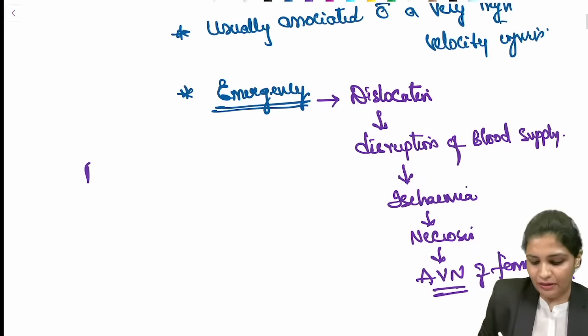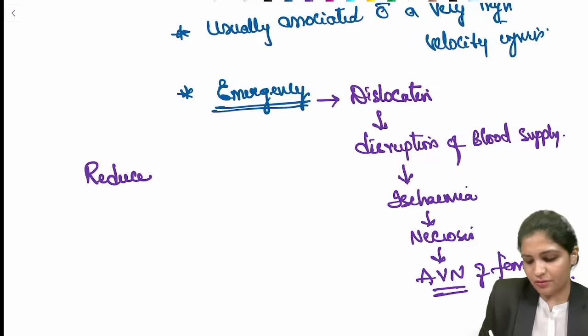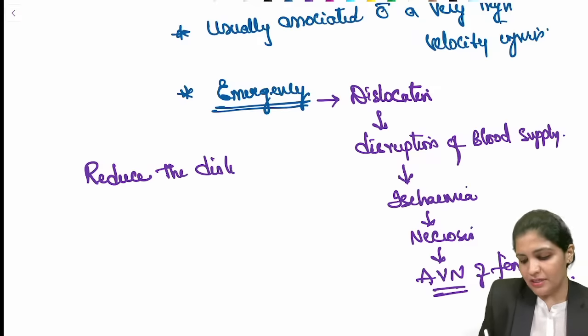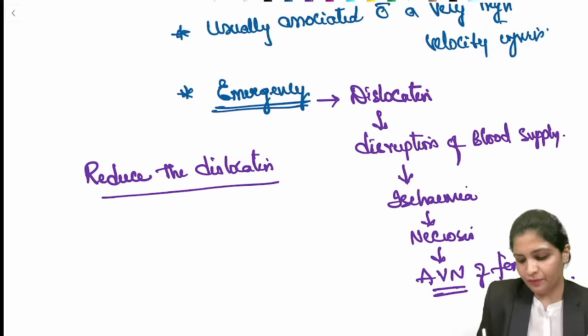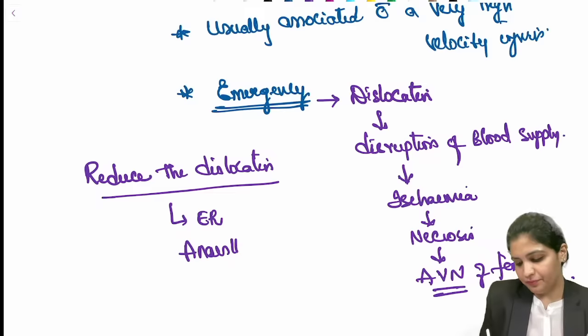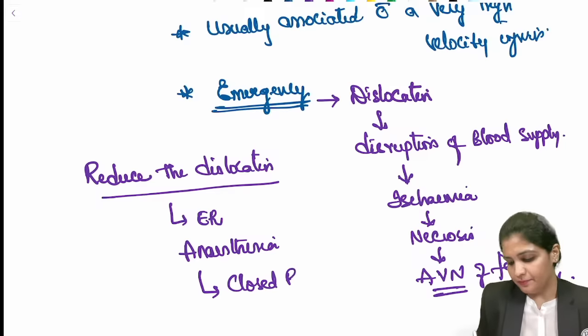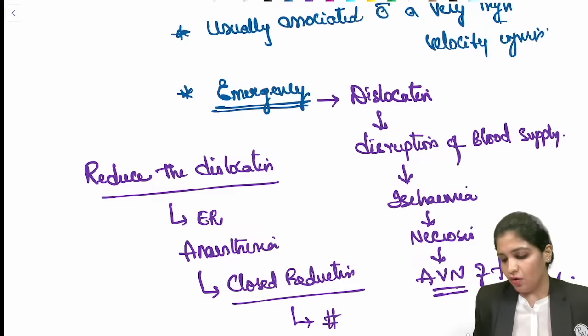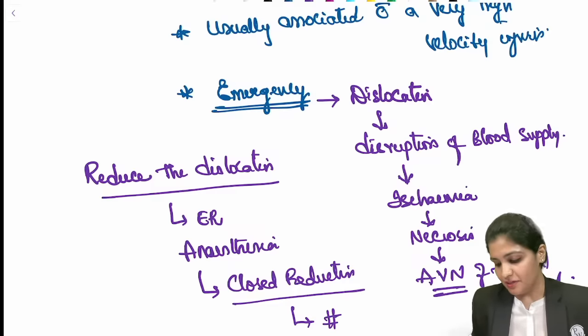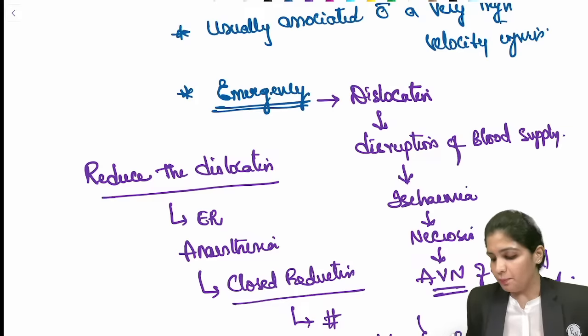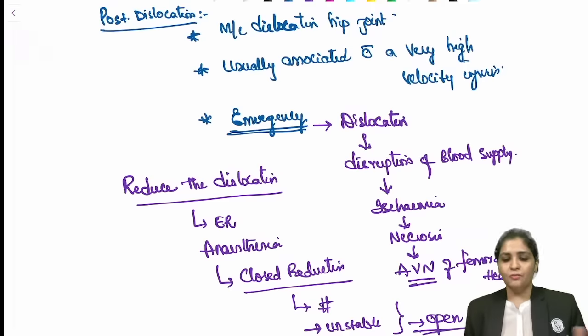You have to reduce the dislocation. So this reduction can be done in the ER itself, or it can be done under anesthesia. So always a trial of closed reduction is done, right? And then if there is an associated fracture or if the joint is unstable after reduction, you go for an open reduction. That is, you open the joint and then you reduce and fix it, right? So this is about your posterior dislocation of hip.